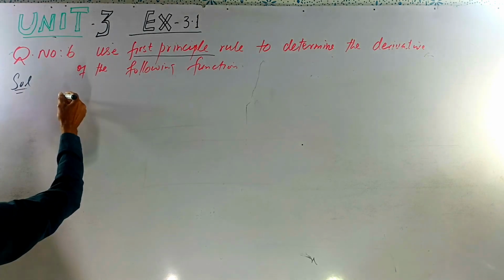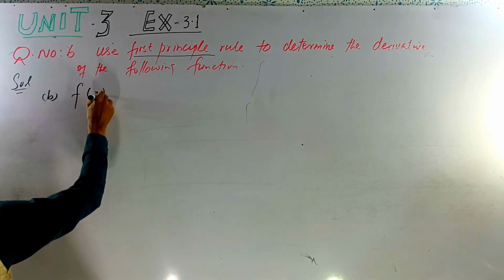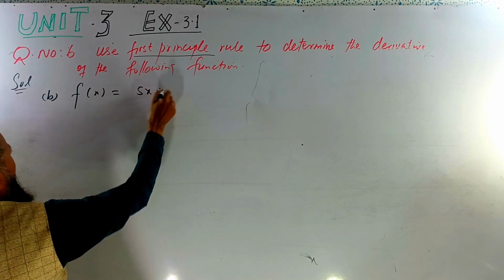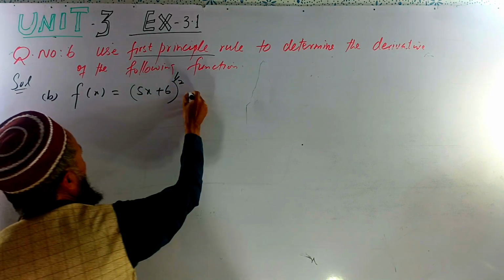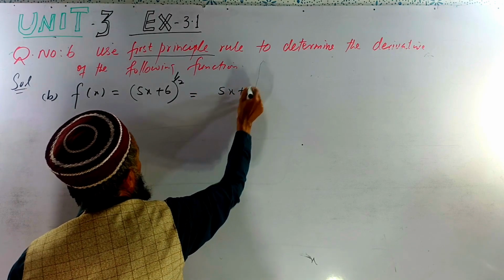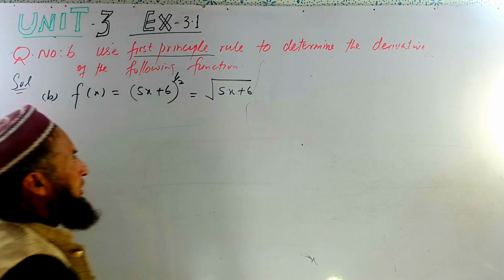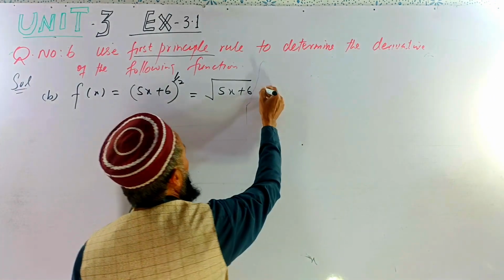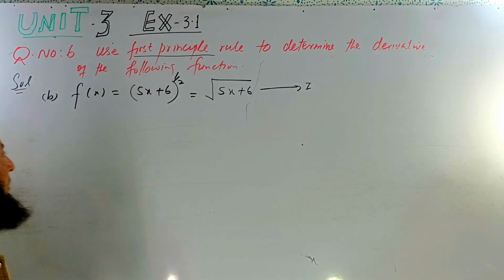Question number 6 part B. F of x is equal to the square root of 5x plus 6. So we can write this result as 5x plus 6 to the power 1 by 2, that is, under the square root. This is equation number first.